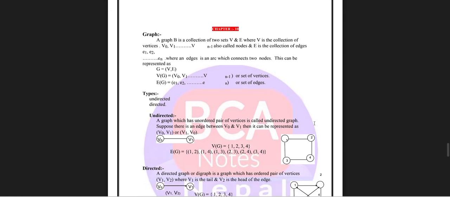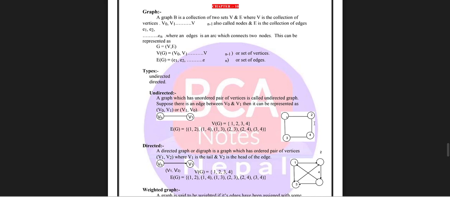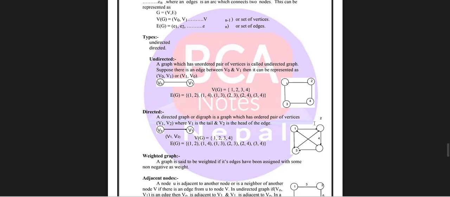Suppose there is an edge between V0 and V1, then it can be represented as (V0, V1) or (V1, V0). For example, vertices 1, 2, 3, 4, with edges 1-2, 1-4, 1-3, 2-3, 2-4, 3-4. A directed graph or digraph is a graph which has an ordered pair of vertices V1 and V2, where V1 is the tail and V2 is the head of the edge. For example, vertices 1, 2, 3, 4, with edges 1-2, 1-4, 1-3, 2-3, 2-4, 3-4.